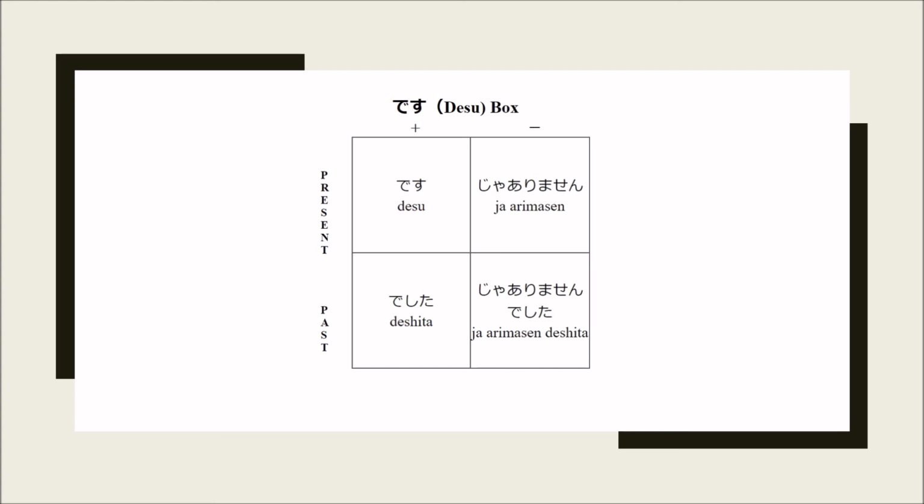I might have eaten it, and now it's just a bunch of juice and seeds. But then again, it might not have been, and I would have to say, sore wa ringo ja arimasen deshita. So that's how it is. Desu is. Ja arimasen is isn't. Deshita is was. And ja arimasen deshita is wasn't.